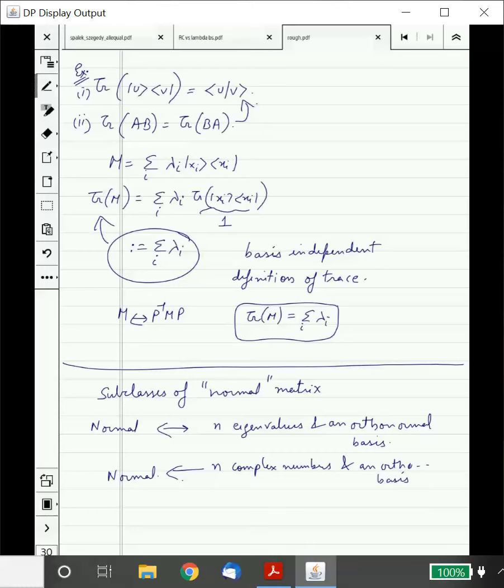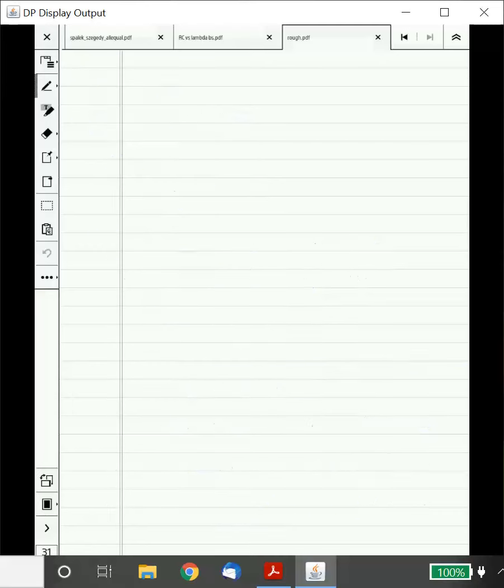We get the subclasses by restricting these eigenvalues. In the case of a normal matrix, any complex numbers are allowed. When we restrict these complex numbers to be of a certain kind, we get these subclasses. Let's look at the two important ones. The first one is called a Hermitian matrix.